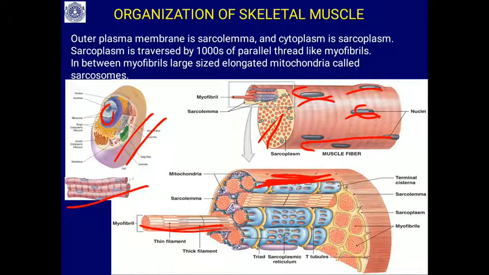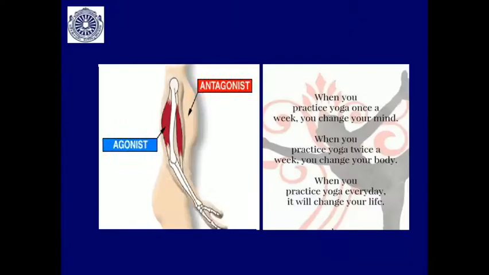Those are called actin and myosin. These myofibrils are surrounded by the sarcoplasmic reticulum. I will explain more about this structure in the next video, on the ultrastructure of the skeletal muscle fiber. Here, just to show you the contraction, you can see the contraction of the biceps.